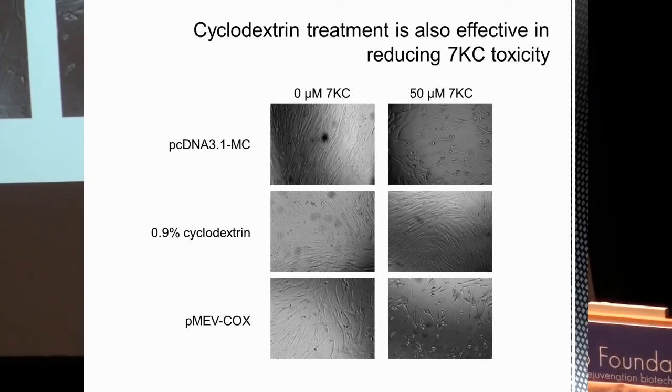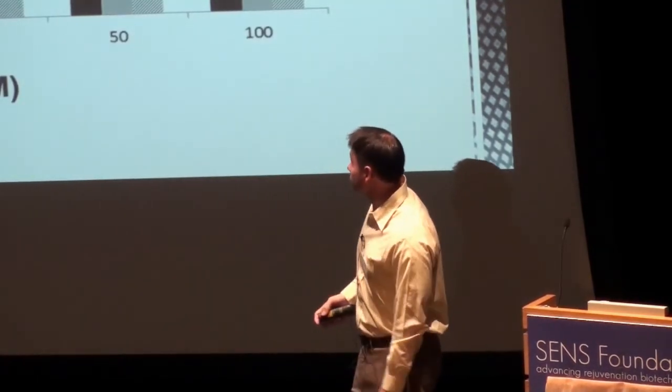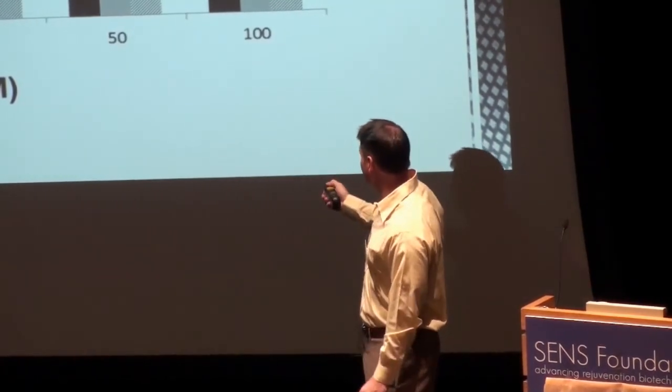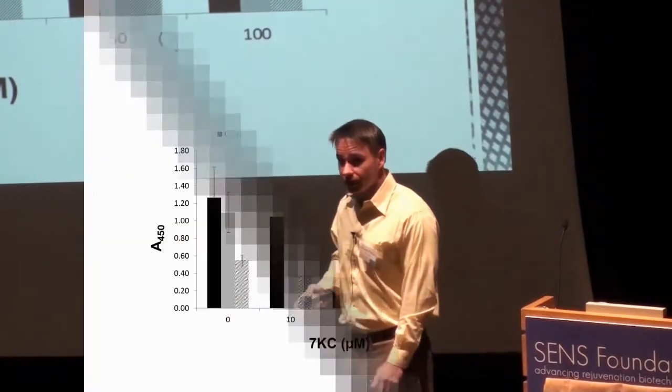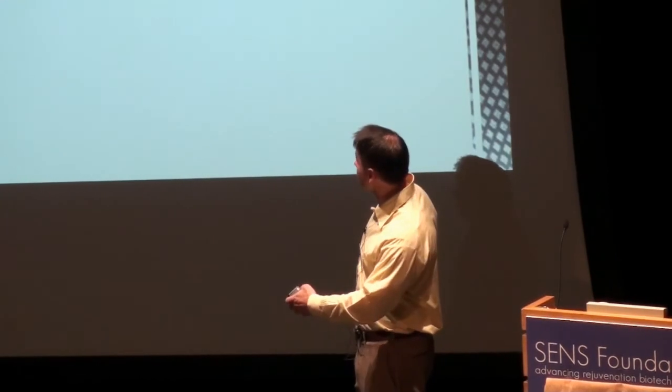However, with our 0.9% cyclodextrin, we saw almost complete cell protection at 50 micromolar 7-kc. And here this is quantified. You see all the way out even to 100 micromolar 7-kc, we're seeing a very protective effect using 0.9% cyclodextrin. If you go too high in the concentration, you see cytotoxicity all the way from 0, just from the cyclodextrin itself. So that was that.